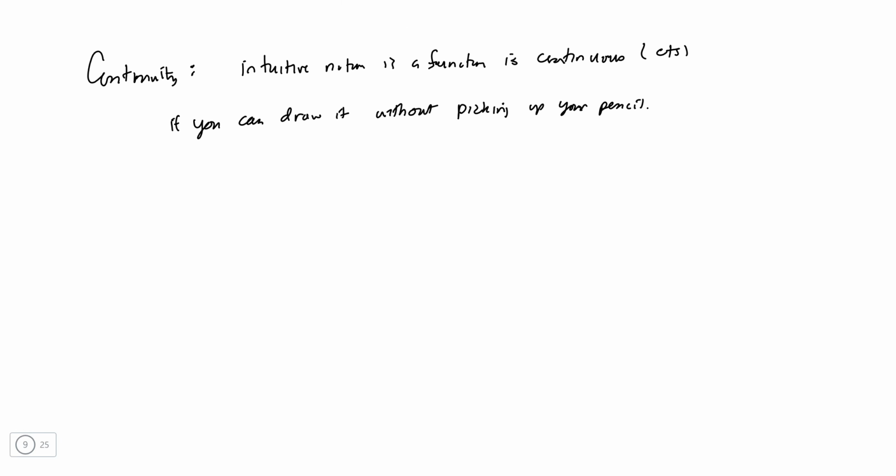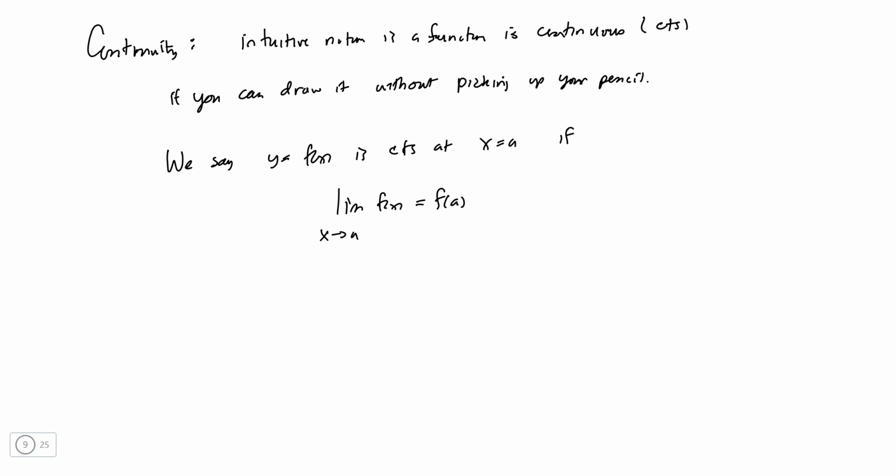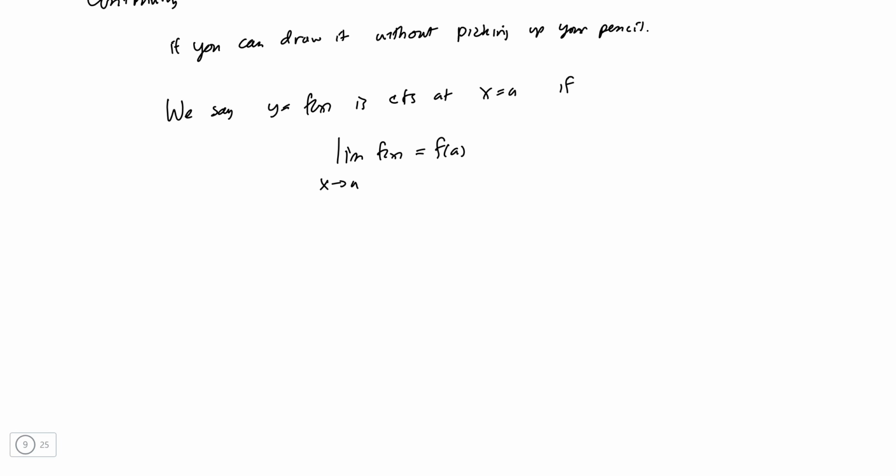But the more precise way to say it is we say y equals f of x is continuous at a point x equals a if the limit as x goes to a of f of x is actually equal to f of a. So that means the function has to actually be defined at a as well, and it has to approach it from the left and the right. And overall, it's continuous if it's continuous at every point.